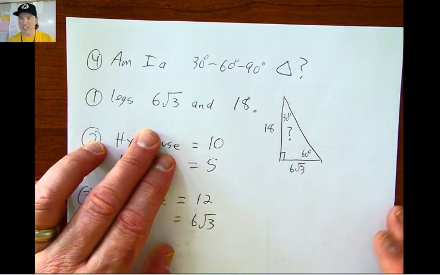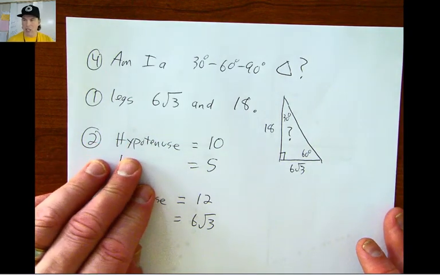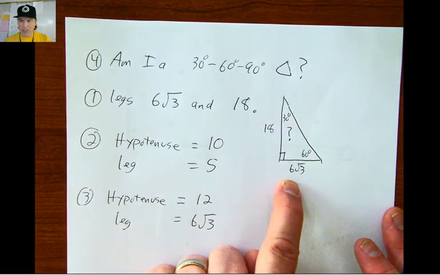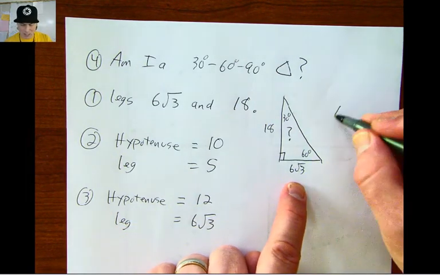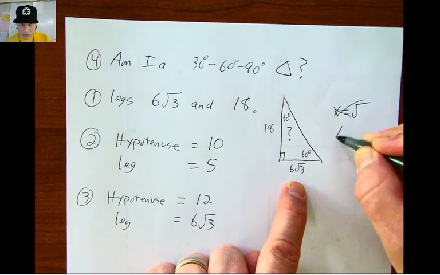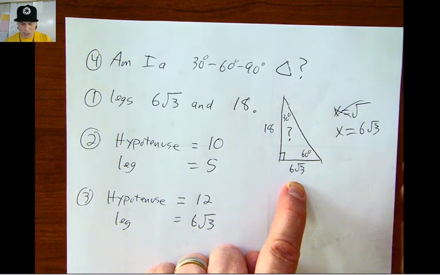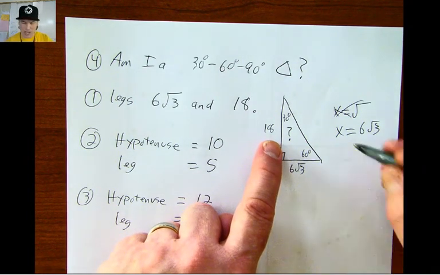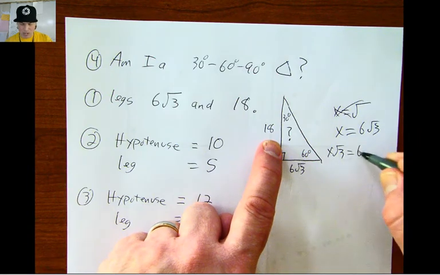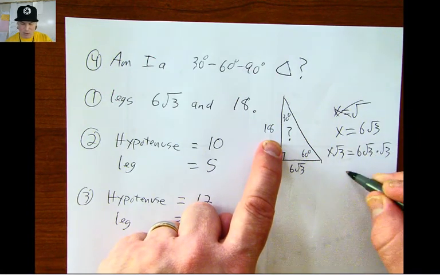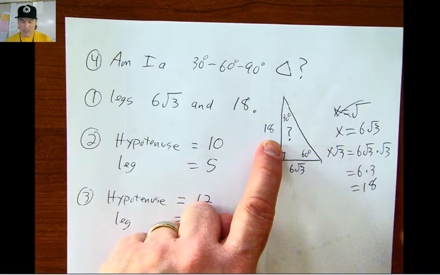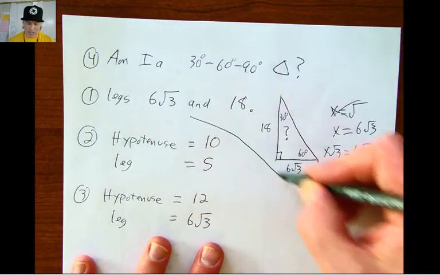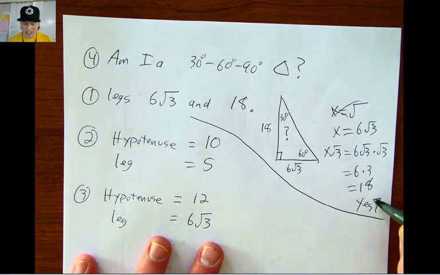And we're curious, is this based in reality? Well, let's figure it out. Side opposite the 30, the 6 root 3, that's the x. So if x is equal to 6 root 3, and I want to get the 60-degree side, that is the x root 3 side. So if I went x root 3, I have 6 root 3 times root 3, which becomes 6 times 3, which becomes 18, which verifies that this is a 30, 60, 90 triangle. So I answer yes.